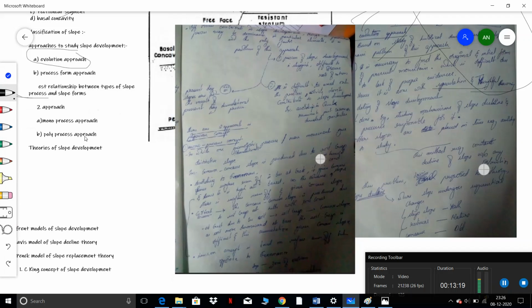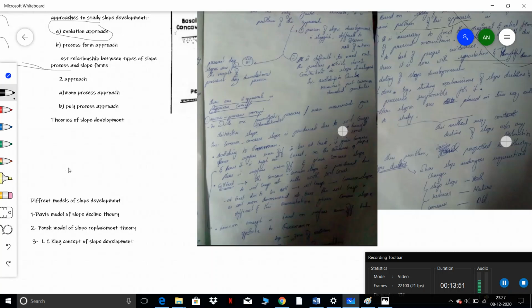In the monoprocess approach, as given here, I'll share the notes in the below link. What happens is one particular slope process, suppose a fluvial process, a stream running down the slope, forms distinct slope forms. Suppose at a particular hill, consider a hill here.